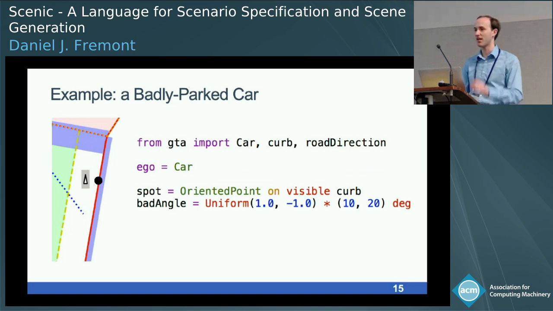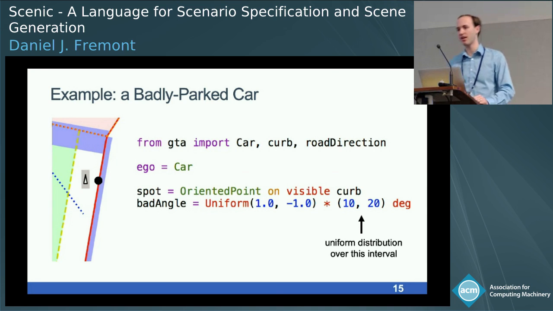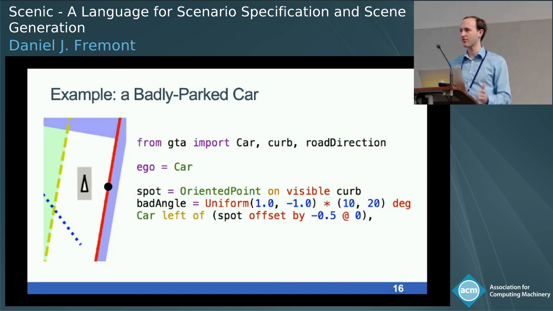So now I'm going to pick an angle for the car to be parked at. And the way I'm going to do that is by sampling an angle uniformly at random between 10 and 20 degrees. So this interval notation means uniformly at random over that interval, times 1 or -1, so to the left or to the right. And now I can actually start creating the car.